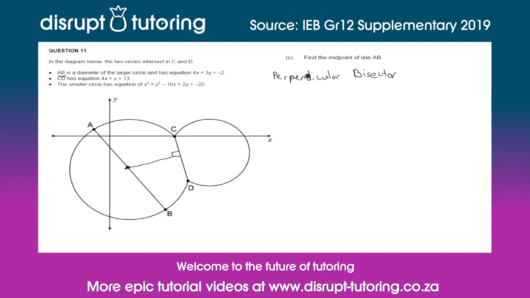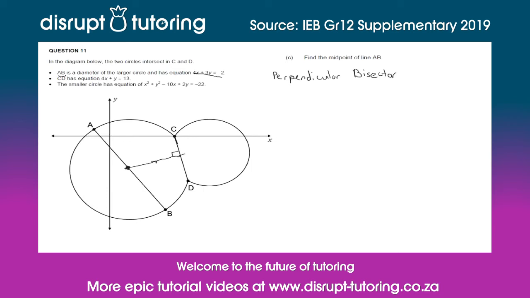So, we've also got the equation for this line CD. We know that if we can calculate the equation for the line that's perpendicular to CD, we can then make it equal to the equation of AB, and that will help us solve this particular problem.